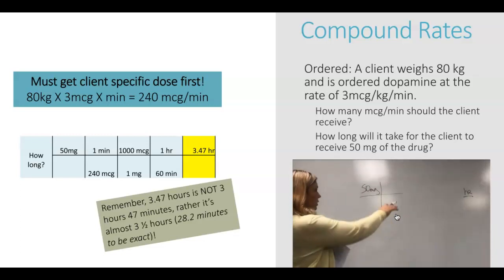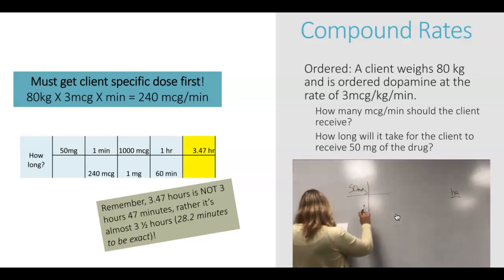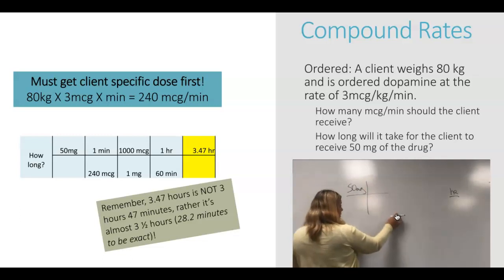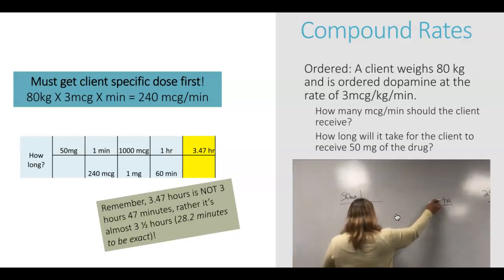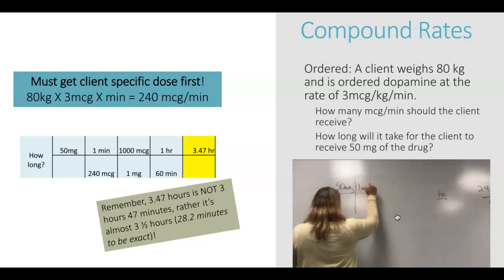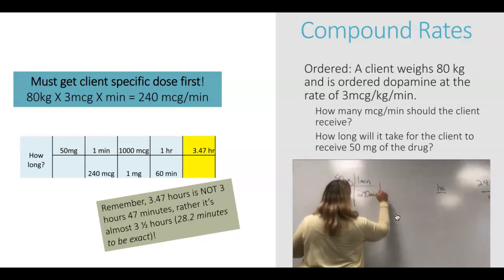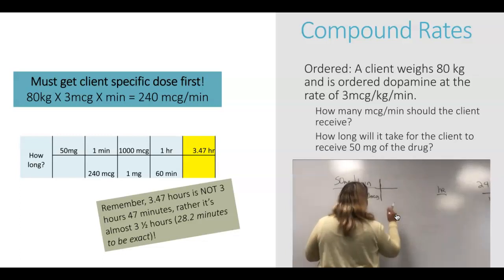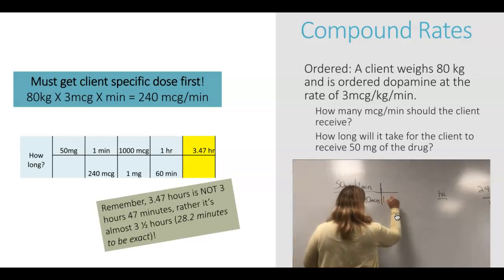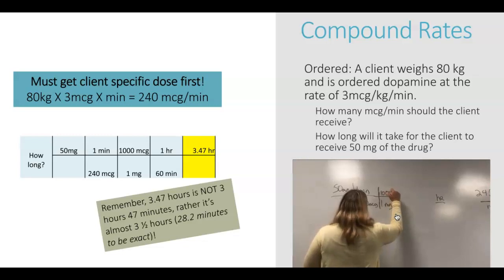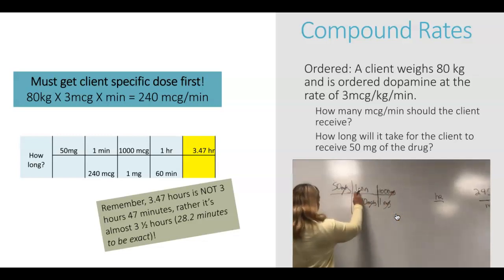So what information do we have? We know it's got 240 micrograms in 1 minute. But I am going to flip that around here because when I do my conversion, I want to make sure my hours is on top. So I've got 1 minute up here, and I've got 240 micrograms. That's what I solved for on the first part of my problem. Now let's put in our conversion. We've got milligrams to micrograms. So 1 milligram is 1,000 micrograms. Now these will cancel, but I'm still just left with minutes.